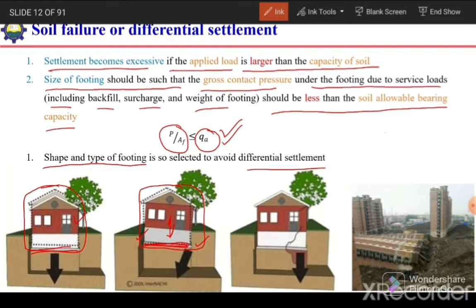But the most critical case is if the settlement occurs in only some part of the building. In that case, the structure can collapse or large cracks may occur in the walls. If there is an inclined crack or vertical crack in the wall, that may be because of differential settlement, or settlement of some part of the building.